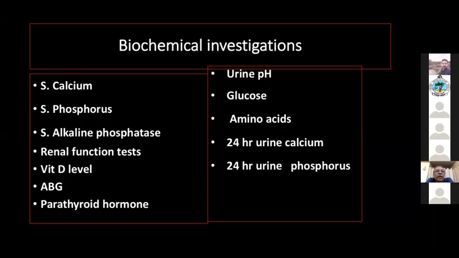So these are the various things. Suppose the serum phosphorus is low, that means that there is phosphaturia or it is a familial hypophosphatemic rickets. Calcium may be normal, high or low in most of the varieties of rickets. So these are the various investigations that you have to tell.